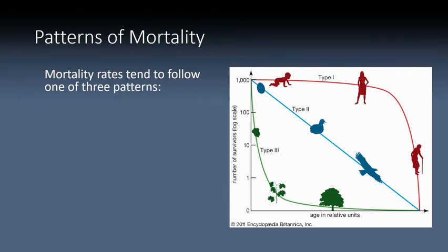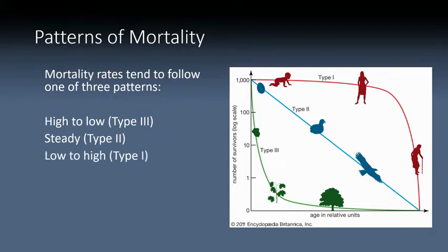So mortality rates tend to follow one of three patterns that are shown on this graph. High to low: very high mortality at young ages, and then low mortality at advanced ages. That's considered type 3. There's also steady mortality, where the mortality of members of a population is generally consistent throughout their age. This is considered type 2. And then finally, low to high: low mortality at young ages, but then higher mortality at higher ages. This is a type 1 curve. You can see this can be represented by humans.